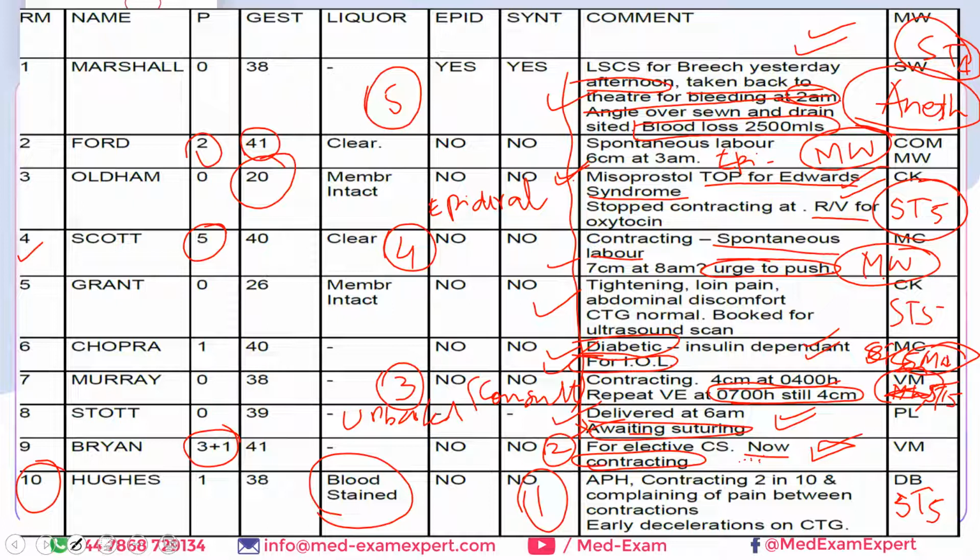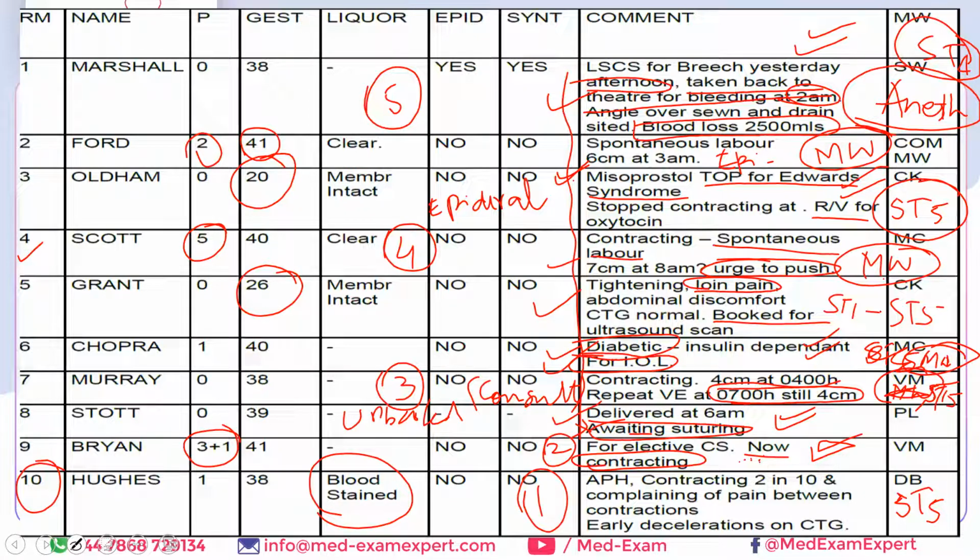She is primipara. She is having tightening, loin pain and she is 26 weeks, with abdominal discomfort, abnormal CTG, booked for an ultrasound scan. Okay, loin pain gives me a hint that she may have a problem with the urinary tract, particularly pyelonephritis. And because of the pyelonephritis, she might be going into preterm birth. So I will allocate the ST1 to take a detailed history, do an abdominal examination, and look for any other concerning features as well.